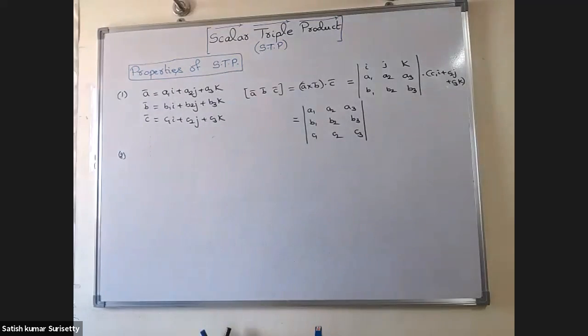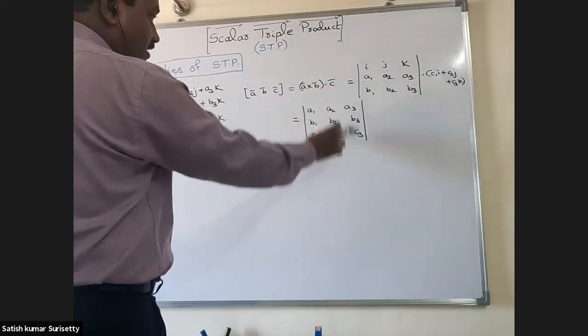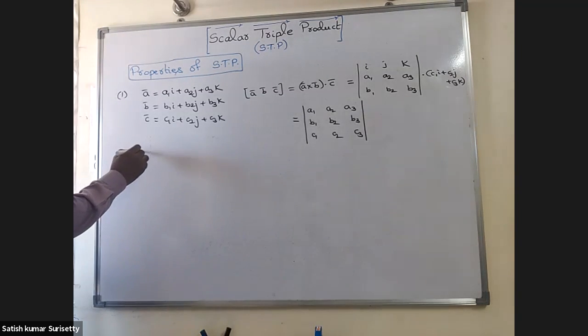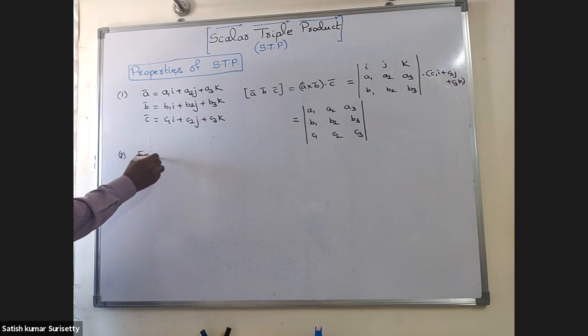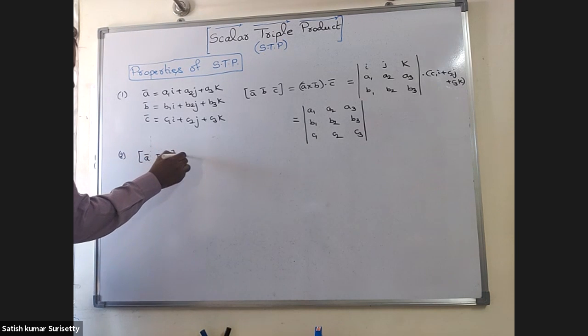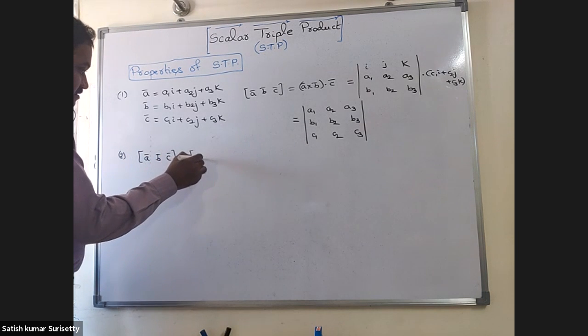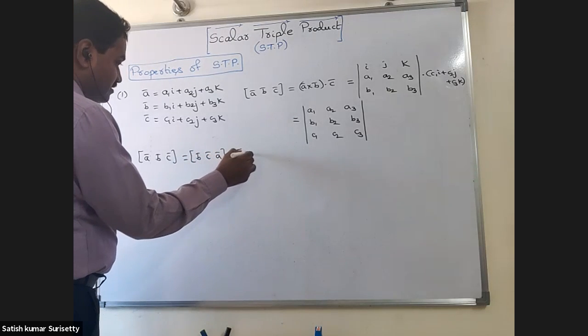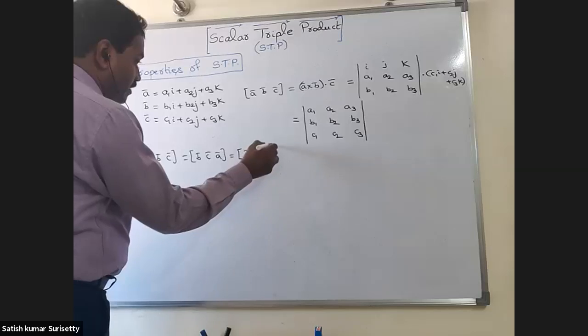So whenever you want to calculate the scalar triple product, instead of calculating A cross B and then the dot product, you can calculate the determinant directly. Second property: the scalar triple product of A bar, B bar, C bar is the same as B bar, C bar, A bar, which is the same as C bar, A bar, B bar.